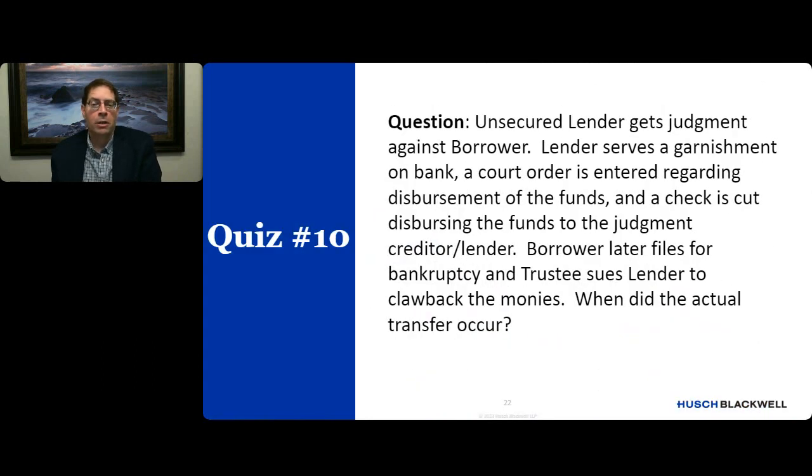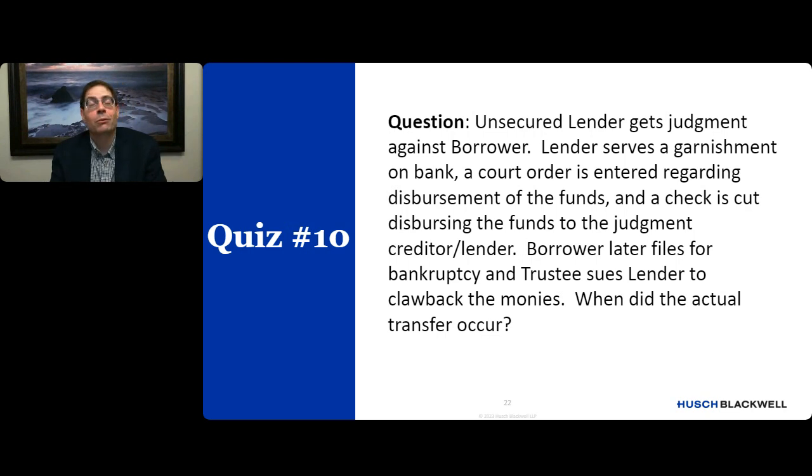So you have an unsecured lender who gets a judgment against a borrower. The lender then serves a garnishment on a bank. The court orders entered regarding the disbursement of the funds. The check is cut and the funds are given to the lender. And then the borrower later files for bankruptcy. So then the trustee sues the lender on one of these 90-day preference clawback actions. And the question is, when did the garnishment occur?